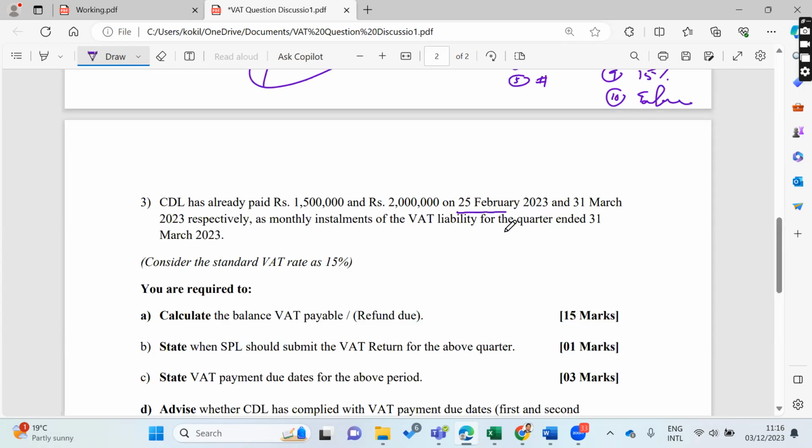Then here the company has paid 1.5 million and 2 million on 25th February and 31st March respectively, monthly installments for the quarter ending 31st March 2023, right? By looking at these dates, they have made the payment late, right? If they have made the payment late, you can still take the credit, but there would be a penalty.